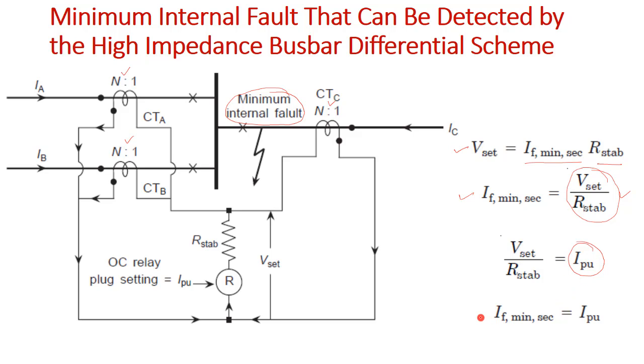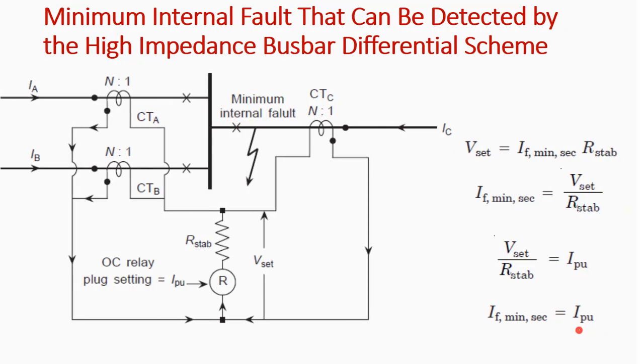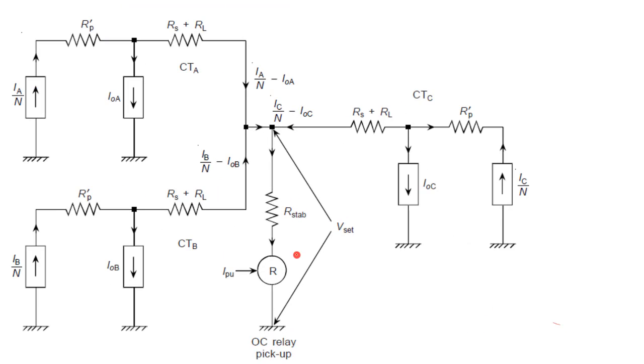So, therefore, I can say that IF min, the minimum internal fault current in the secondary side, is equal to the pickup current. Then I can substitute the previous figure with the equivalent circuit model. This will be your equivalent circuit model with different parameters, neglecting the leakage reactances. Leakage reactance is neglected.